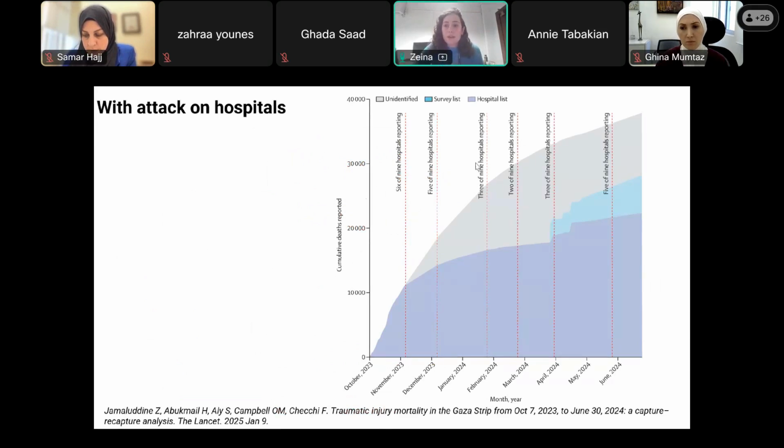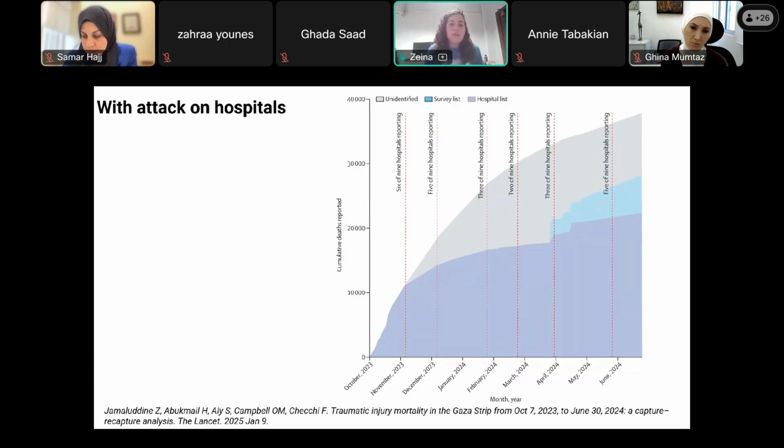What we saw in the war, starting in October 2023 and as time passed, in blue is the mortality names of those that were coming from the hospital morgue. So the first list that we talked about, in dark blue, was the names of those that were coming from hospital morgues that were killed. And what we see is with the first attack on Al Shifa Hospital, we start seeing this element of gray, where we have those that are unidentified.